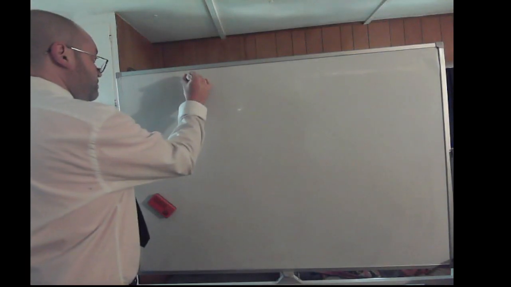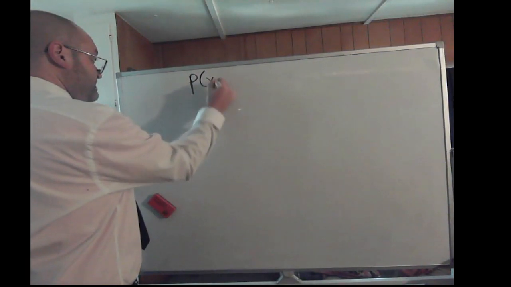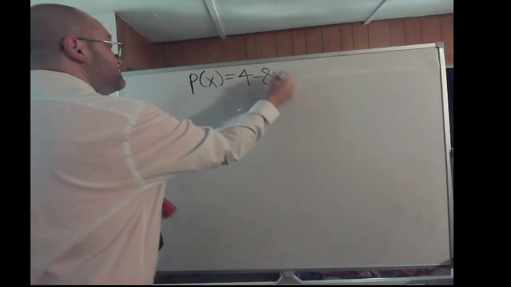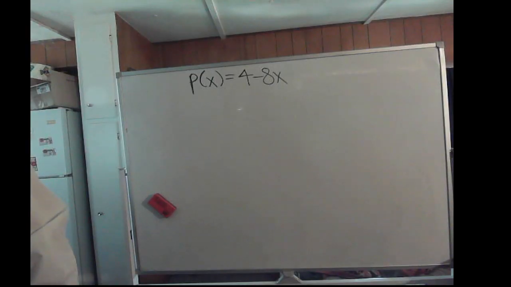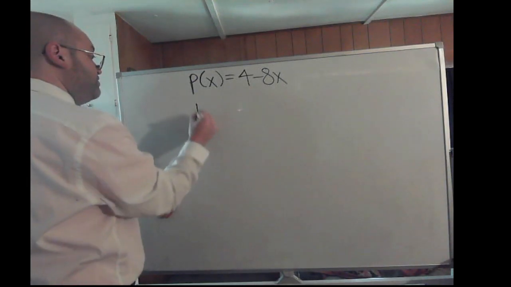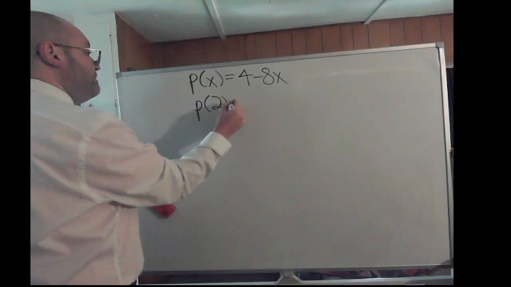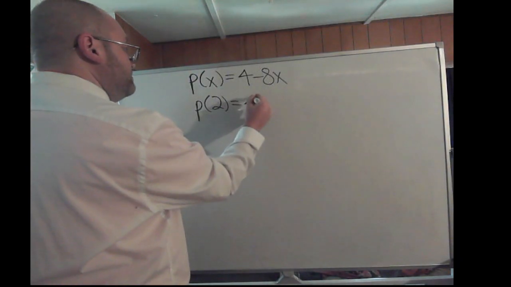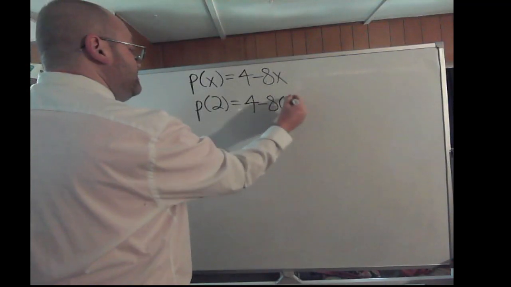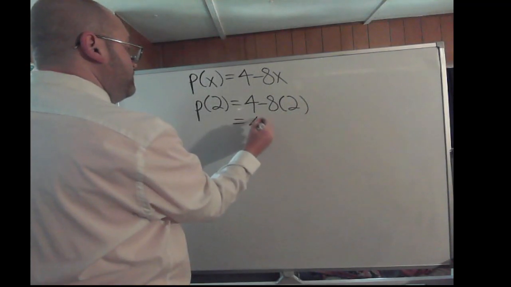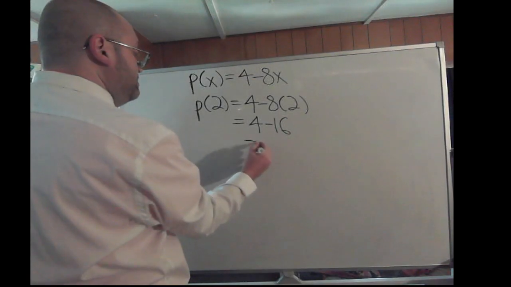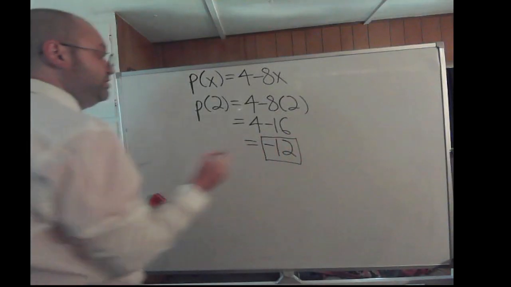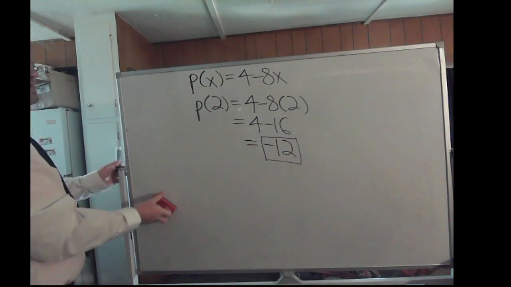Alright, another similar one. P of x equals 4 minus 8x. Let's say they want you to evaluate P of 2. You have P of 2, so that means you put in 2 for where the x value is. You'll have 4 minus 8 times 2, which is equal to 4 minus 16, which would be equal to negative 12. So P of 2 is negative 12. That's the answer you would get.